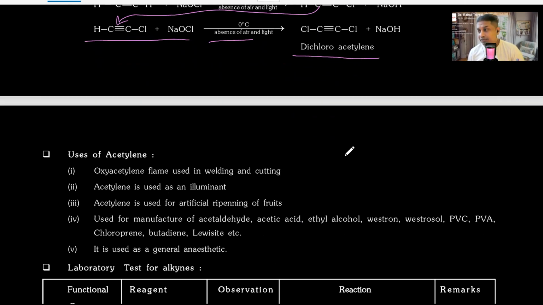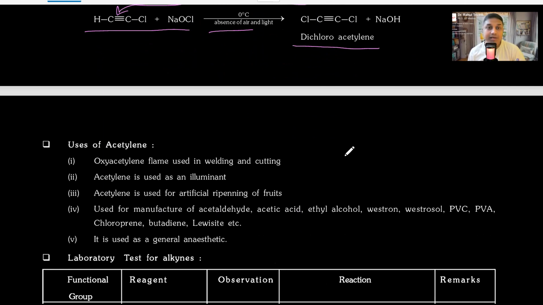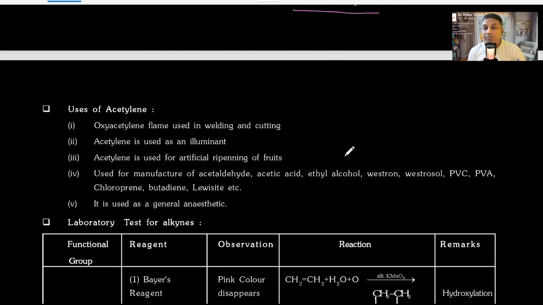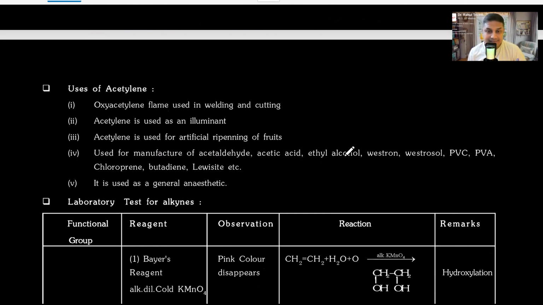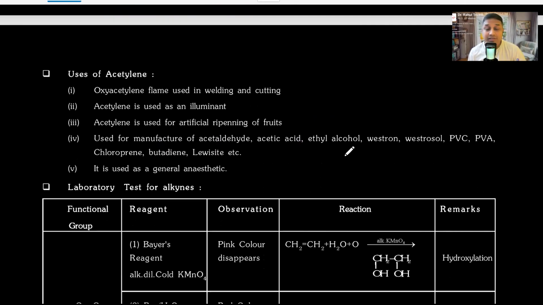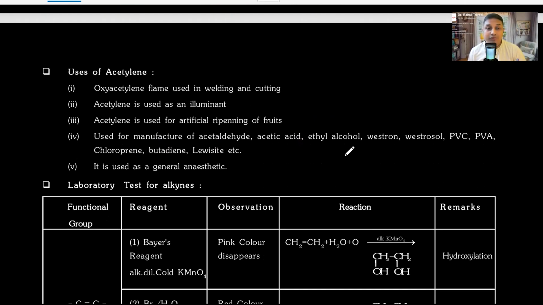Okay, done. With this, we have completed today the chemical properties of alkynes, all the types of chemical reactions alkynes undergo. One of the last two important things is usage. What are the usages of acetylene? One of the things which we already saw: it is used as oxyacetylene flame in welding and cutting. It is also many times used as an illuminant, producing bright white light.